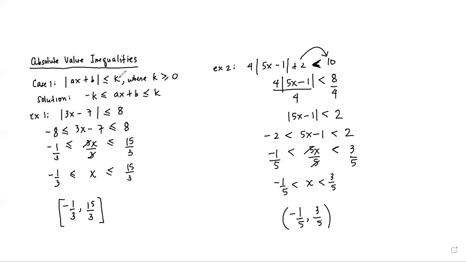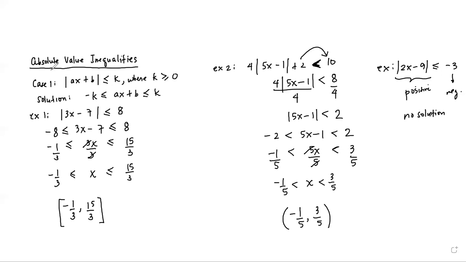So now what happens if the constant is a negative number? So for example, if we have the absolute value of 2x minus 9 is less than or equal to negative 3. Now, the absolute value in the left side will always be non-negative or mostly positive. And then the right side here is negative. So a positive number cannot be less than or equal to a negative number. So this means that this inequality doesn't have a solution.